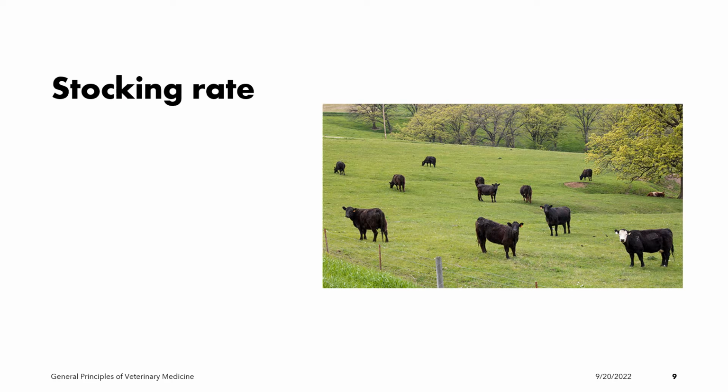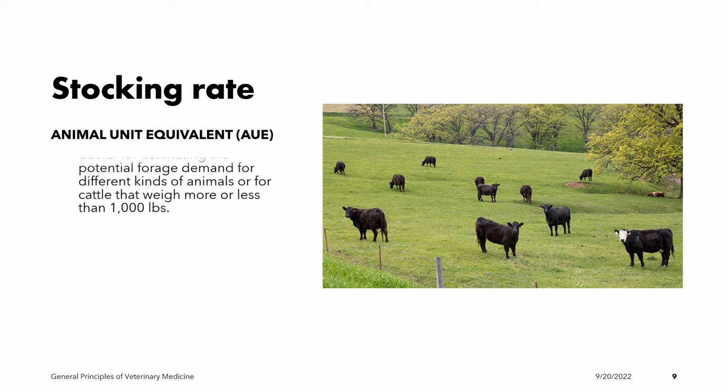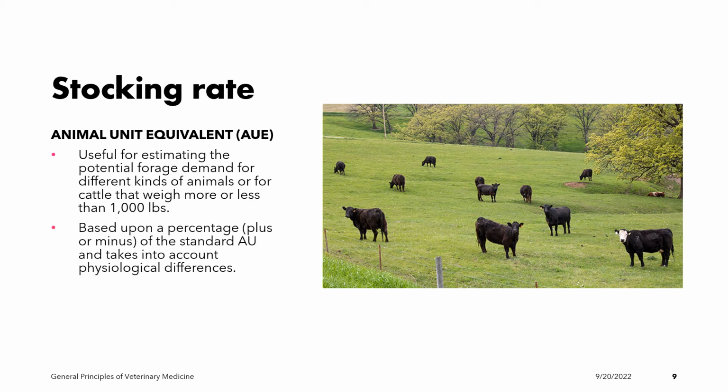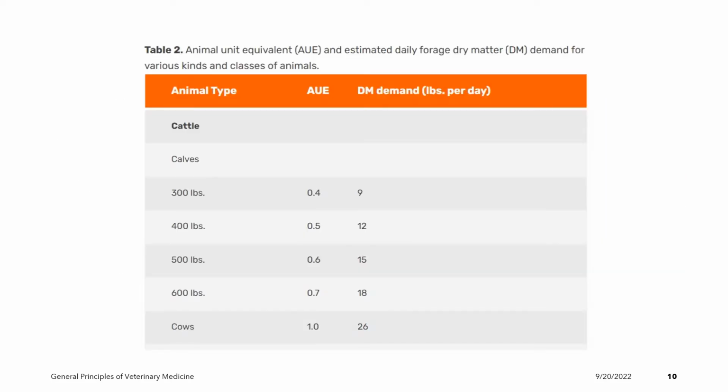Because cattle and other grazing animals are not the same size, it is often necessary to convert to animal unit equivalents. The term animal unit equivalent is useful for estimating the potential forage demand for different kinds of animals or for cattle that weigh more or less than 1,000 pounds. It is based upon the percentage of the standard AU or animal unit and takes into account physiological differences. This table represents the animal unit intake or AUE and the estimated daily forage dry matter (DM) demand for various kinds and classes of animals.